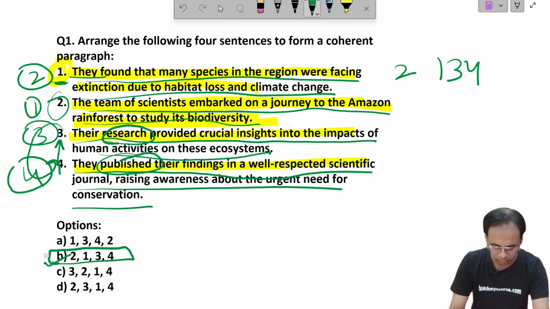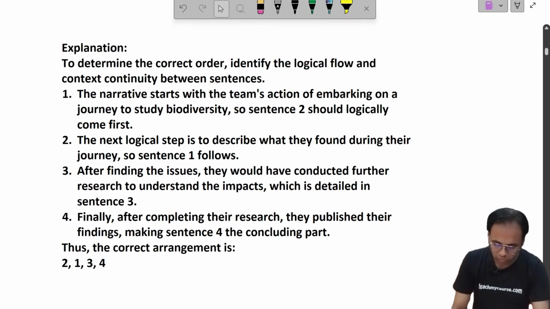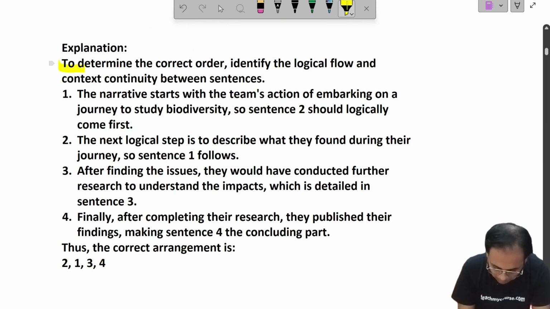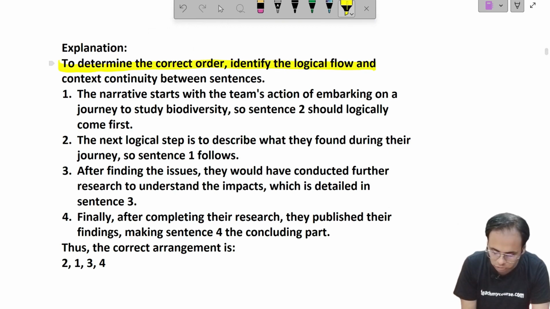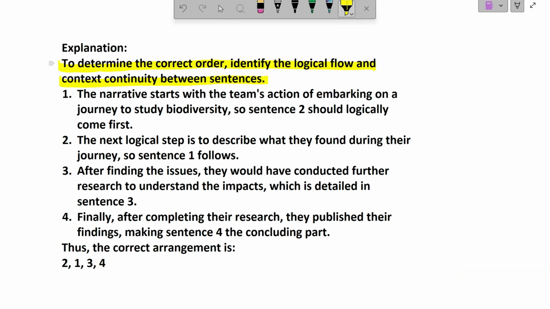Let us see the explanation. It says that in order to determine the correct order, identify the logical flow and context continuity between sentences. So this is the main thing. In order to solve any sort of sentence arrangement question, you should be able to do that, that is, to determine the correct order. Then comes the narrative starts.